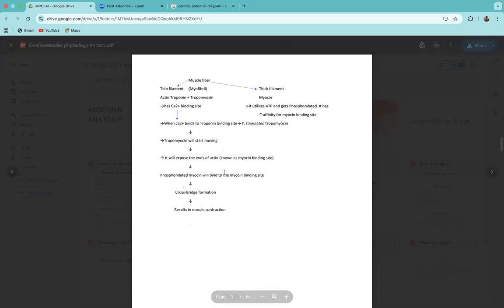The phosphorylated myosin will bind to the myosin binding site, forming the cross bridge. When the cross bridge forms, a head gets attached to those exposed sites of the actin, and ultimately muscle contraction will occur.